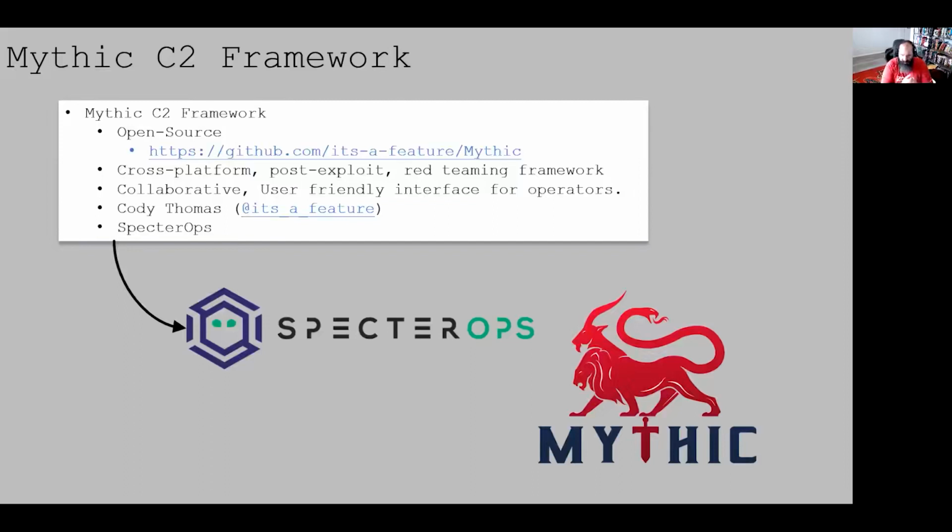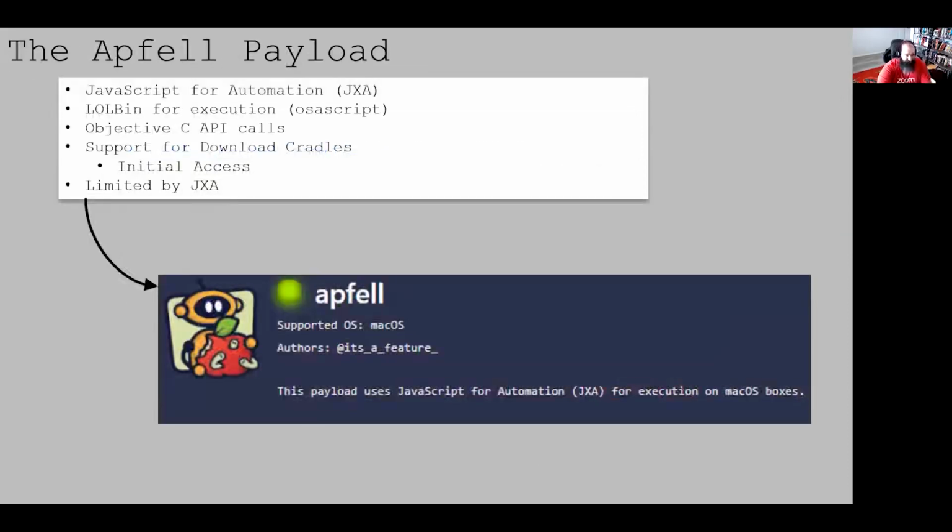There's two Mac OS payloads. There's Poseidon, which does Objective-C calls, but is written in Golang. That one is created by my colleague, Chris Ross, as well. And then, of course, there's the Apfel payload, and that's the one that we'll talk about a little bit more in this talk.